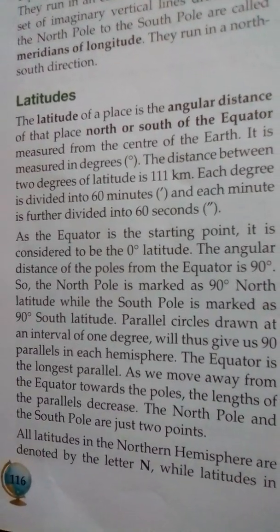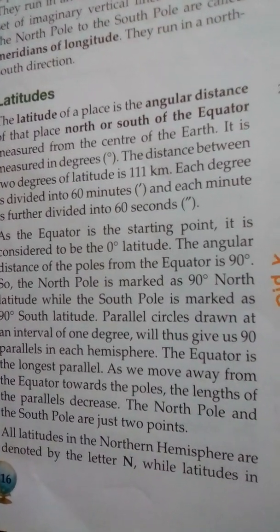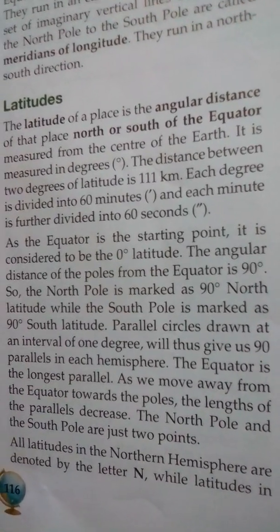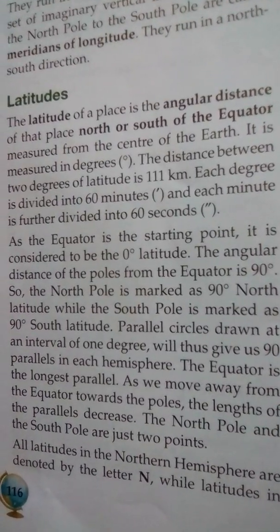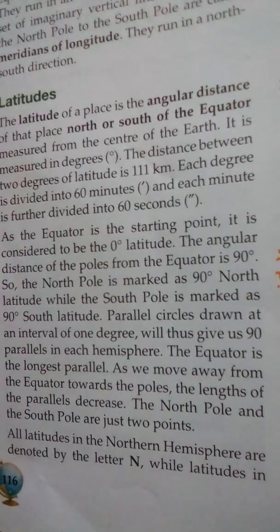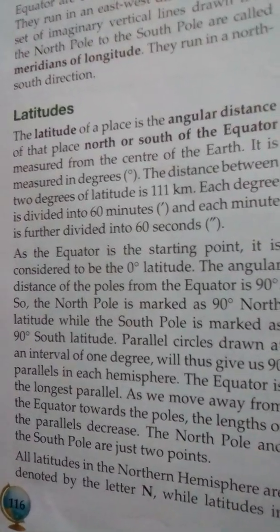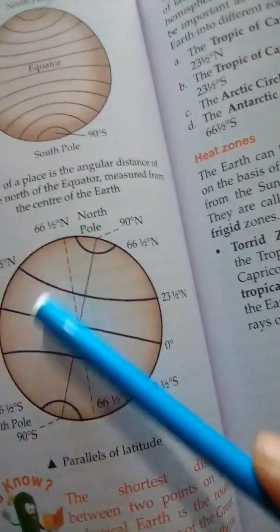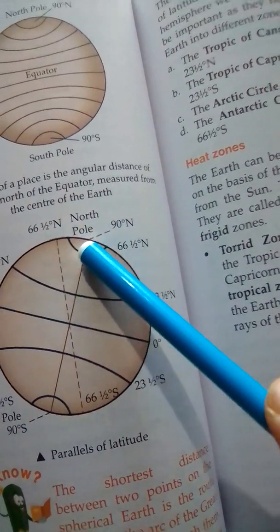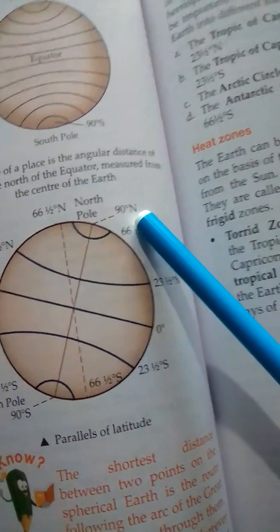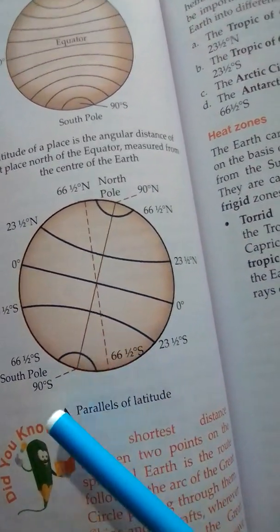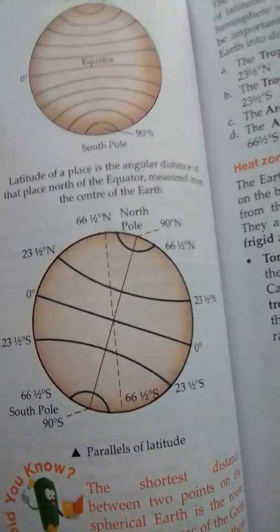Now see, the angular distance of the poles from the equator is 90 degrees. So the north pole is marked as 90 degrees north latitude, and the south pole is marked as 90 degrees south latitude. Next, see here: this is the equator, and this is the north pole, 90 degrees north latitude. And this is the south latitude, and this is the south pole, 90 degrees south.